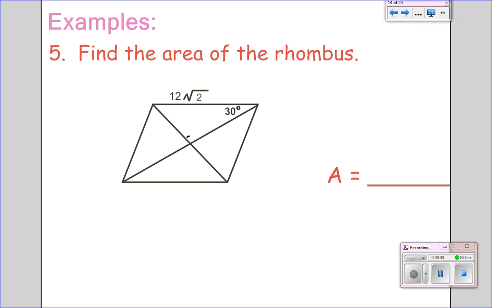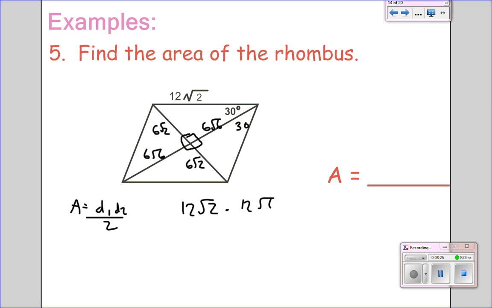All right, so here we have, once again, right triangles in the middle. 30, 60, 90 triangle. So the 90 side is 12 root 2, so the 30 side is 6 root 2. And then to find the 60 side, you multiply by root 3, so 6 root 6, 6 root 6, and 6 root 2. So once again, area equals diagonal 1 times diagonal 2 over 2. Diagonal 1 is 12 root 2 times diagonal 2, which is 12 root 6, which is 144 root 12, because you multiply outside times outside, inside times inside, over 2.